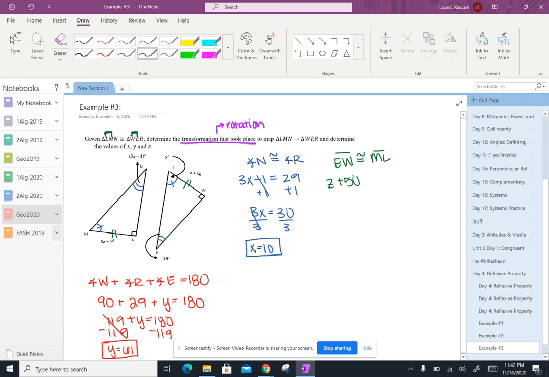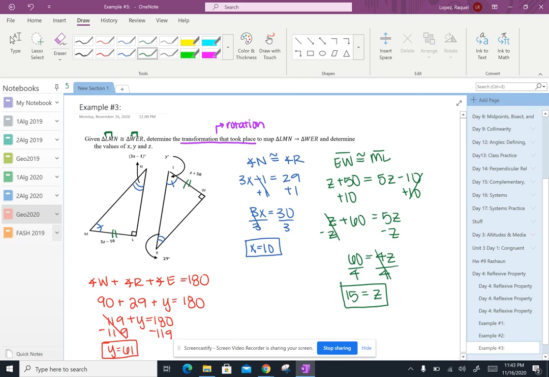So I have Z plus 50 equals 5Z minus 10. And now I can go ahead and solve. I'm going to add 10 to both sides. I get Z plus 60 equals 5Z. I'm going to subtract Z on both sides. So I end up with 60 equals 4Z. And then as a final step, I want to divide both sides by 4. And so 60 divided by 4 gets me 15. So we found our value for Z.